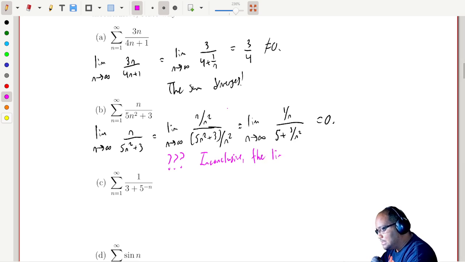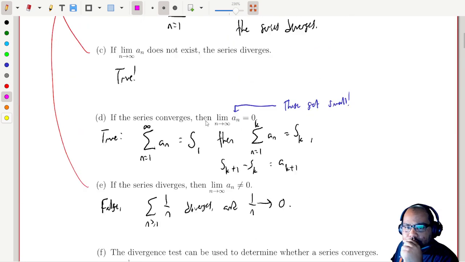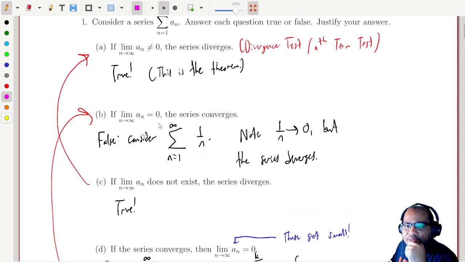Because the limit is 0. Okay? Remember, let's go back to the theorem real quick. If the limit is 0, the series converges. That's false. The limit of these terms is indeed 0, but the series is divergent. That's the so-called P test.